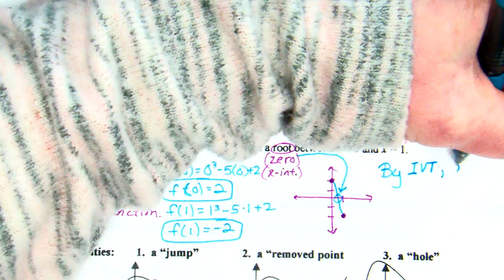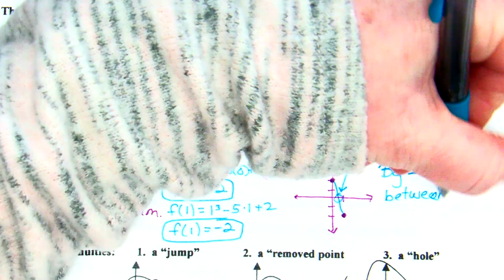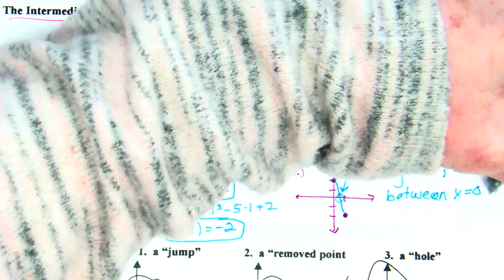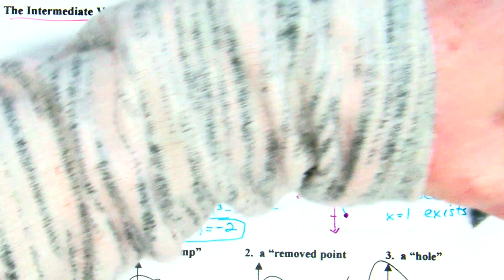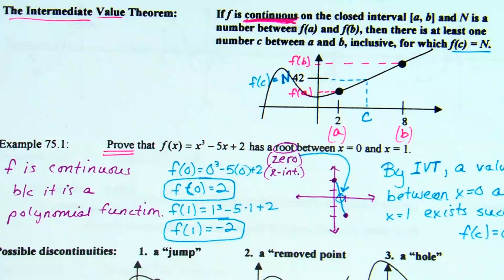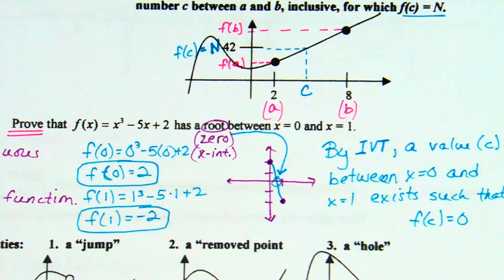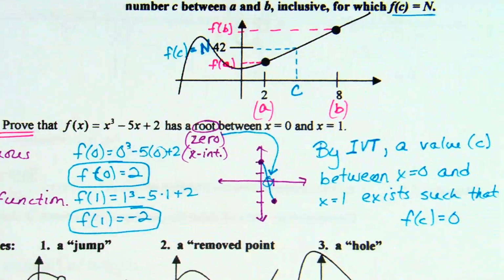a value, I'm going to say a value c between x equals 0 and x equals 1 exists such that f of c equals 0. Putting it in words is probably the hardest part.